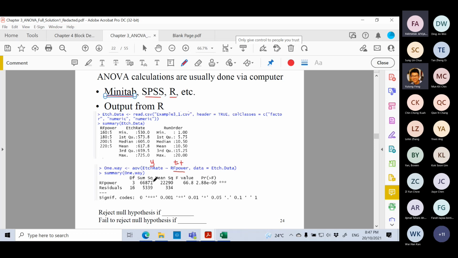For the RF power, you can compare all these values with the manual calculation you did just now, and they are the same. Based on the p-value here being so small, you reject the null hypothesis. So you reject the null hypothesis in this case.